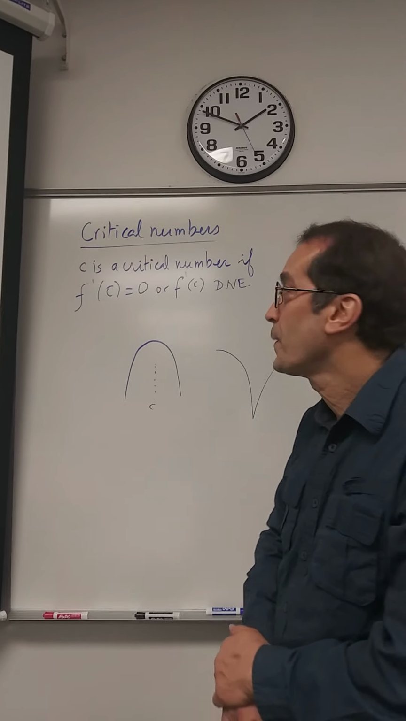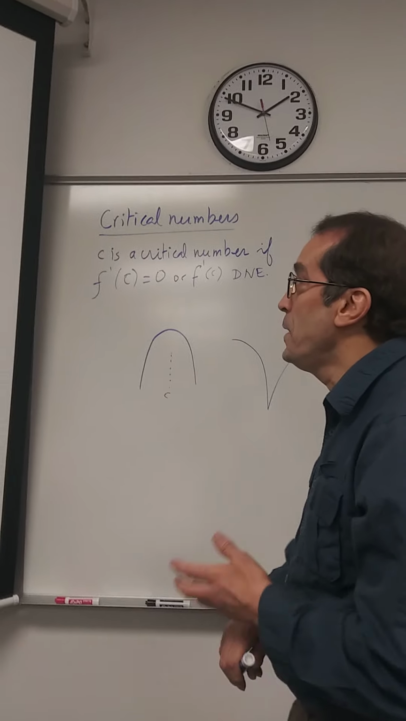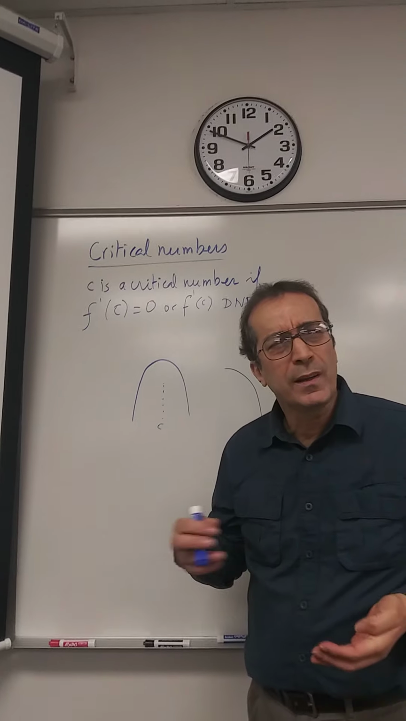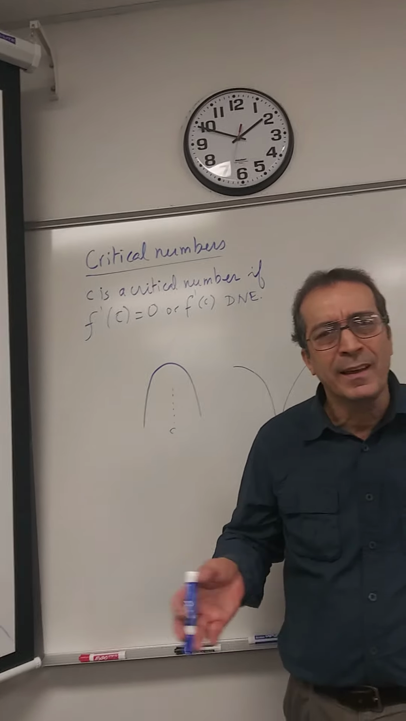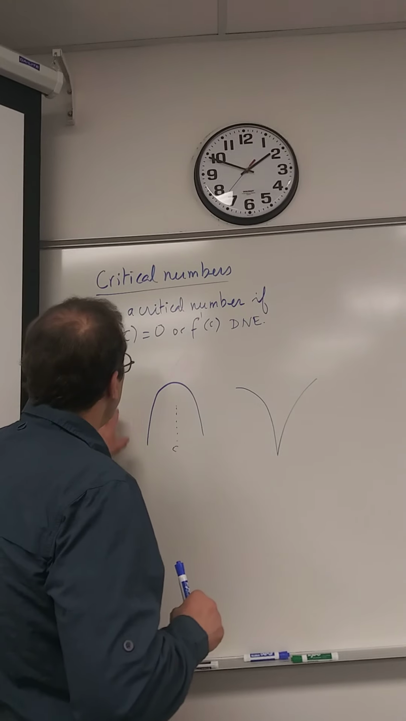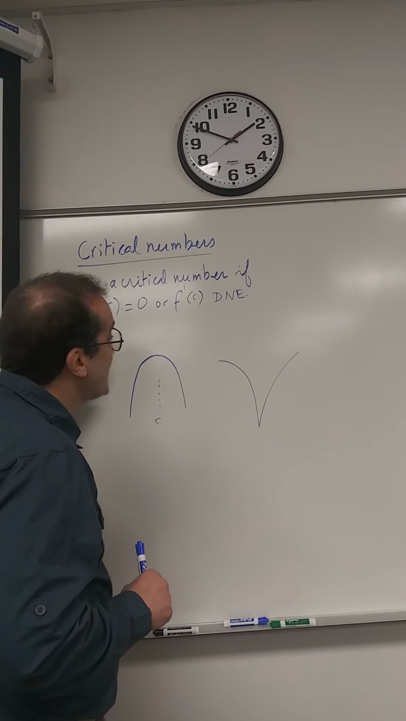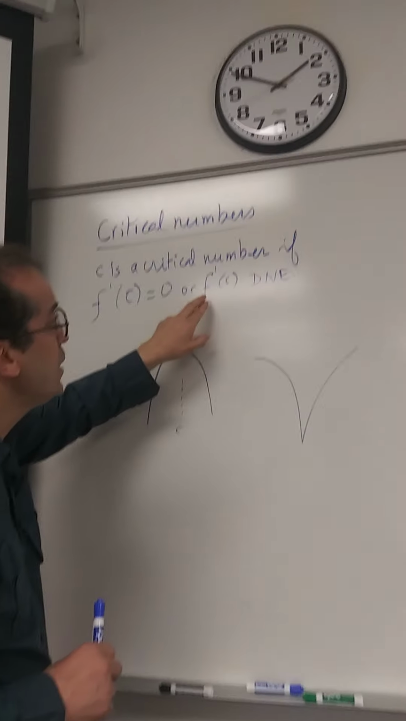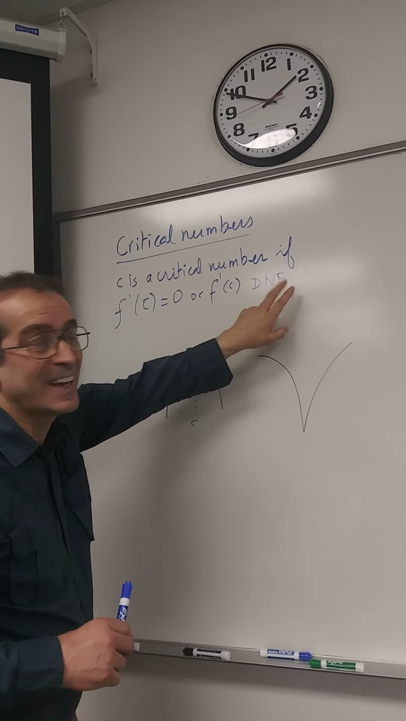Critical numbers. C is a number, any number. For example, 2, 3, square root of 5, minus 10. C is called a critical number if the derivative of the function at C is equal to 0 or its derivative does not exist.